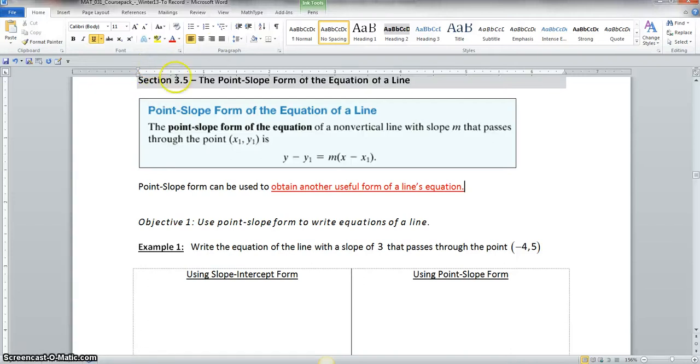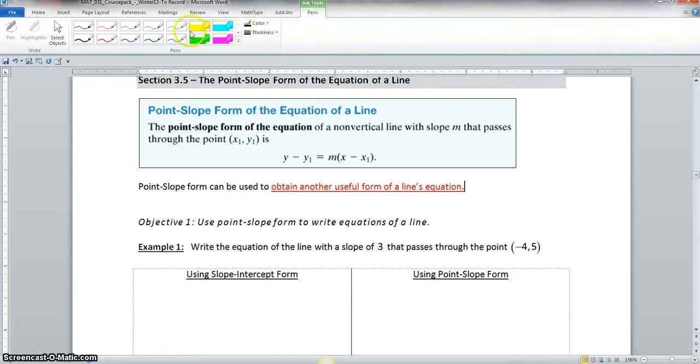Okay, class, we're starting section 3.5, the point-slope form of the equation of a line. The point-slope form of the equation of a non-vertical line with slope m that passes through the point (x1, y1) is y minus y sub 1 is equal to the slope, m, times the parenthesis x minus x sub 1. Point-slope form can be used to obtain another useful form of a line's equation.